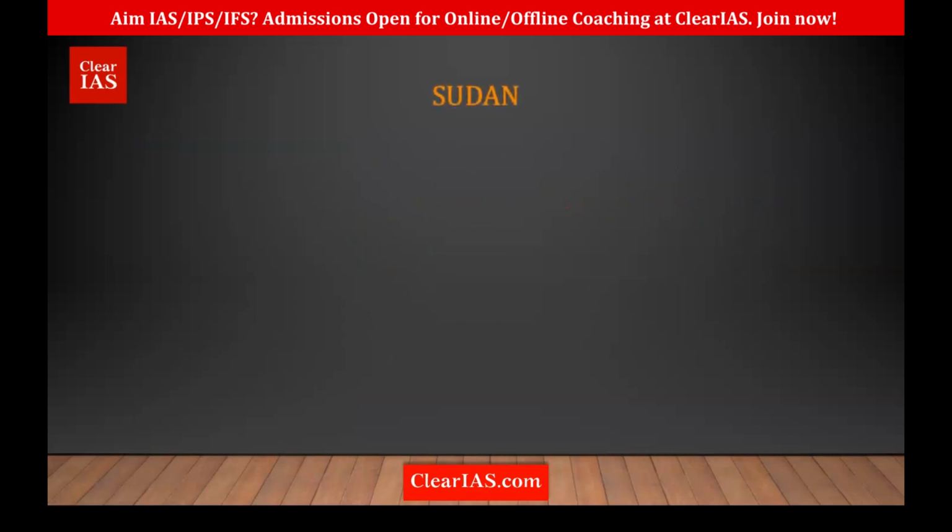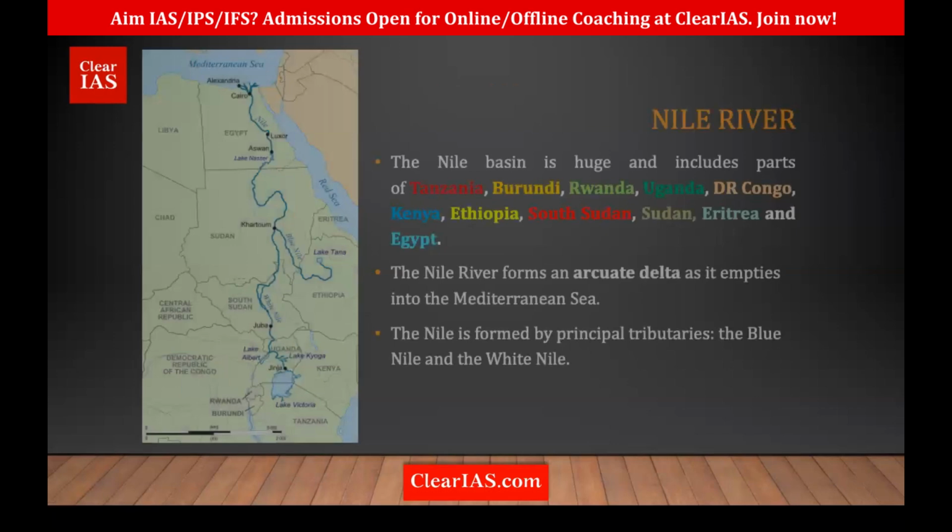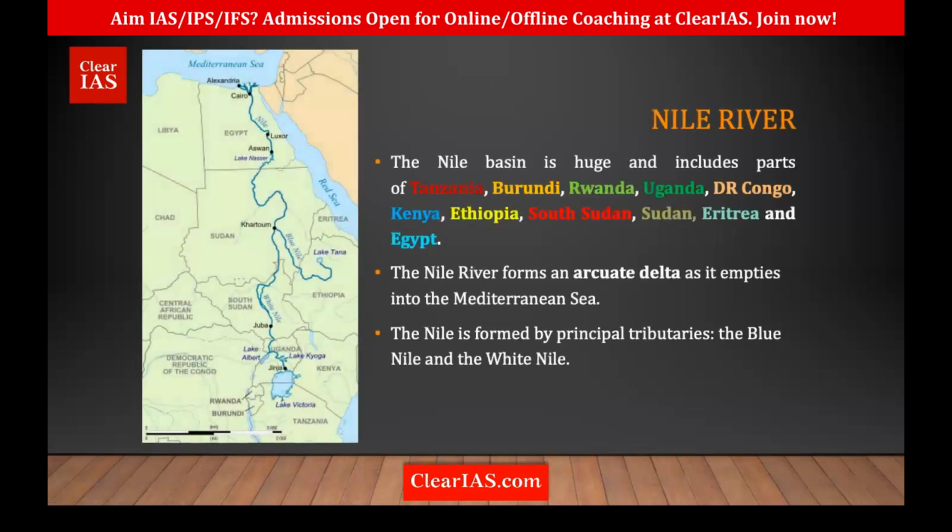Okay. So yes, these are the facts you must remember about the Nile River. It's the longest river. It forms an arcuate delta. You must remember the bordering countries. At the bottom, the source of water is Lake Victoria. So the bordering countries of Lake Victoria: KTU, Kenya, Tanzania, Uganda. Along with Uganda go Rwanda and Burundi, right? Then we also have the DR Congo, right?